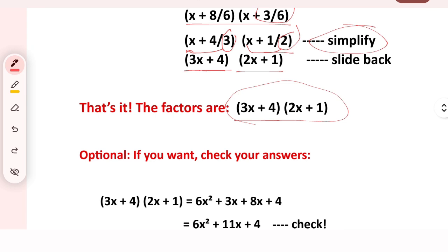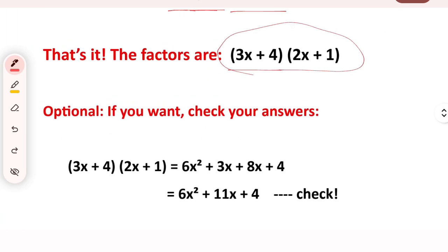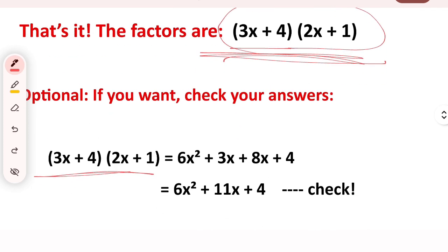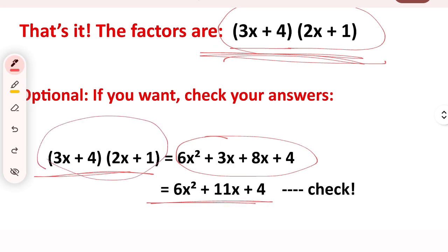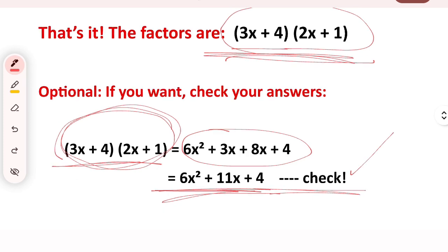How would you know? You can check it. It's an optional thing, but you can always check it. What we will do, if we multiply these two factors, it must be the same as the original or the given equation, right? And it is indeed. So that means these are indeed the factors of this trinomial because it comes out the same. It's checked.